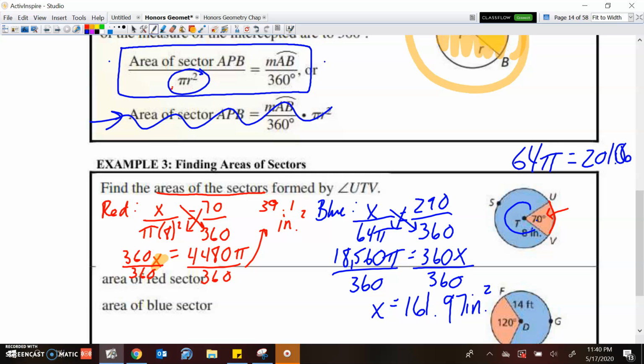Okay, so what I could have done to find this blue section is I could have done 201.06 minus the area of the red portion, 39.1. And if I just do that either as a check or as the only way to do it, I get this number here. Okay, so I didn't really have to do this whole thing, but it's a nice practice. So however you choose to do it.